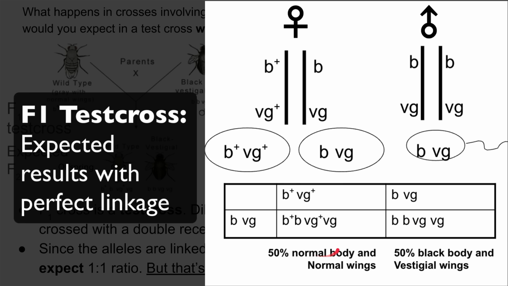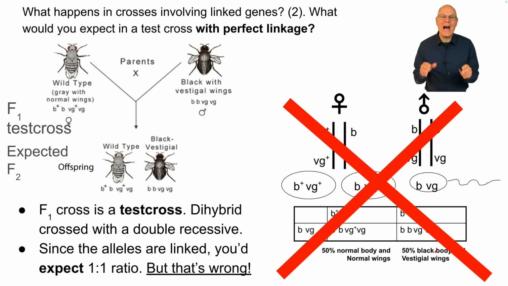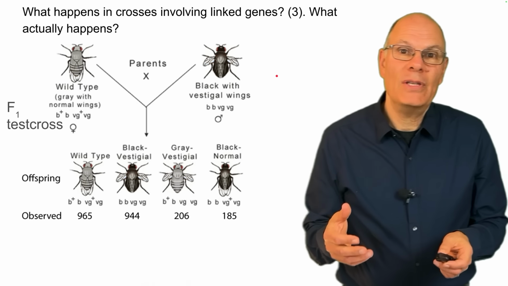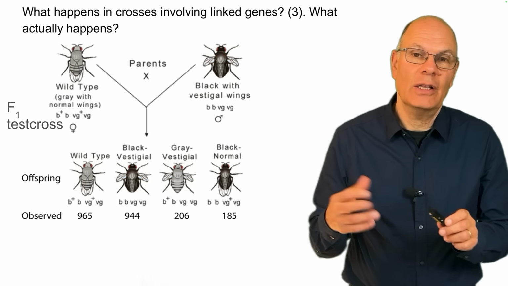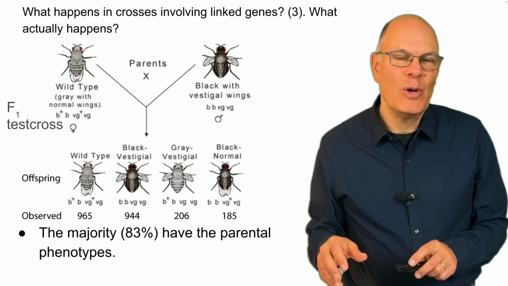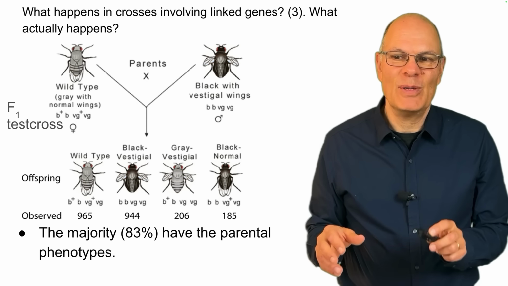These offspring would have normal body and normal wings. That's 50% of the offspring. And the other 50% of the offspring would have black body and vestigial wings. But that is not what happens. And what I'm doing here is I'm letting you know what you would expect if there were perfect linkage. What actually happens in a cross involving linkage? Note that the numbers won't always be the same, but the general concepts apply.